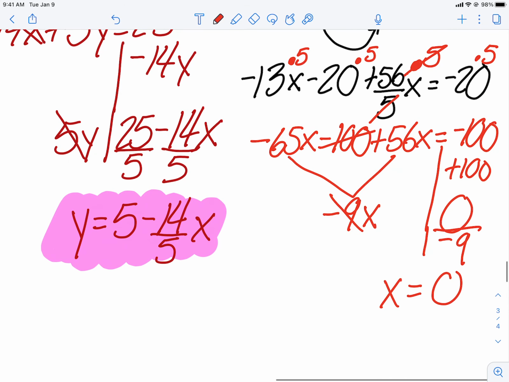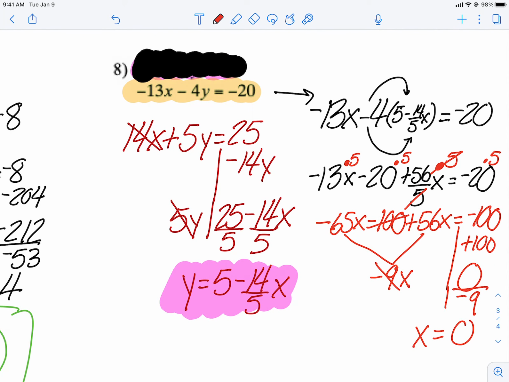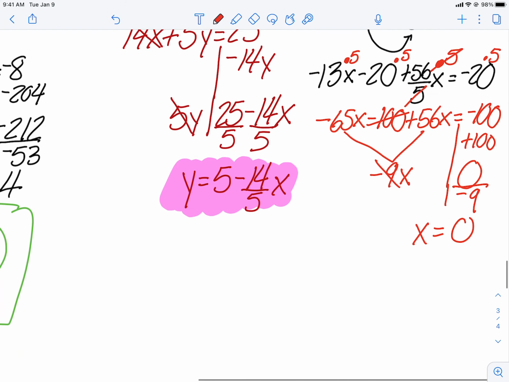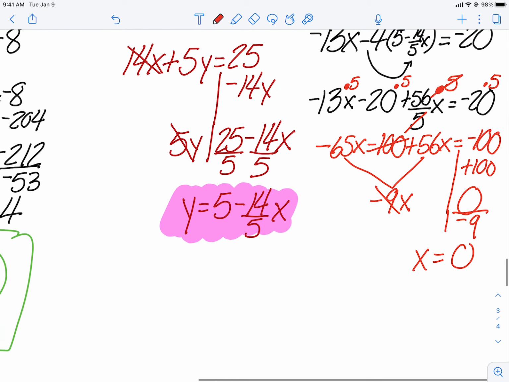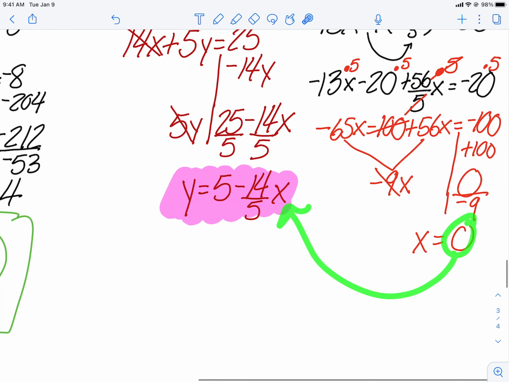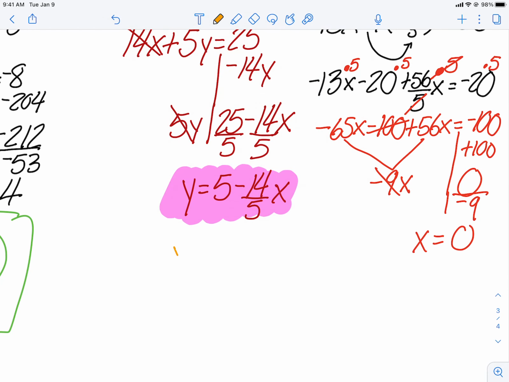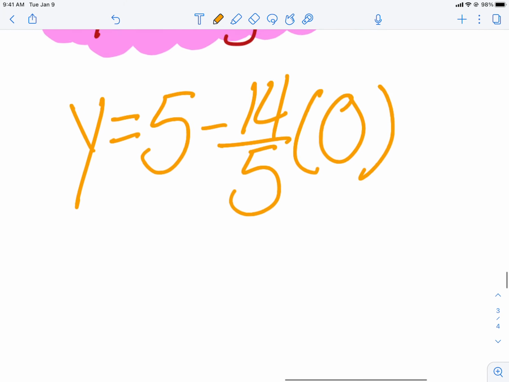So, right, there's my x. Look at that. I finally got x after all that work. So now to get my y, I'm going to take this x here and I'm going to plug this dude in right there. So I'm going to say y is equal to 5 minus 14 over 5, parentheses, and I know 0 is going to go in there.